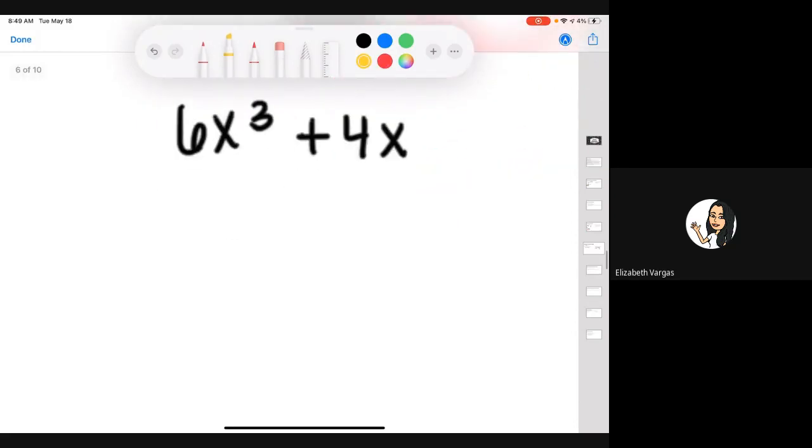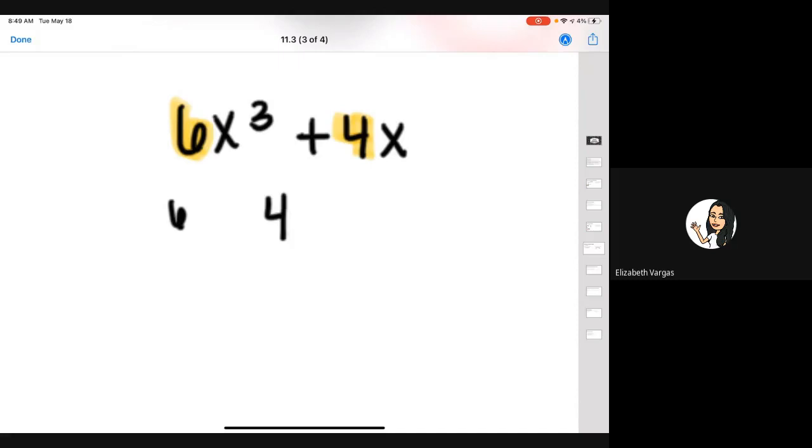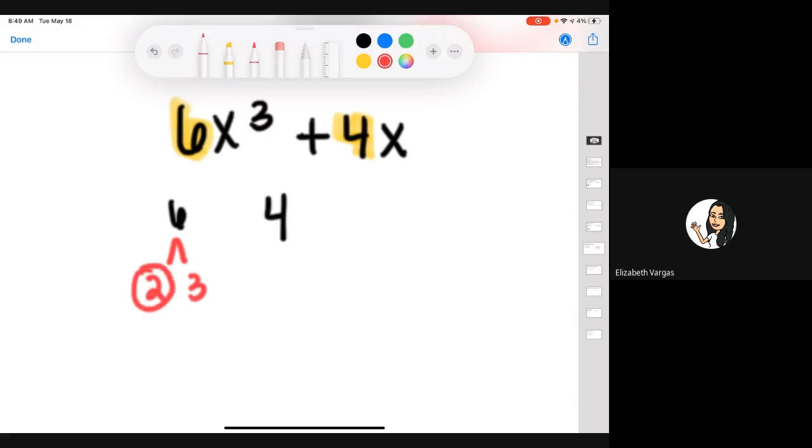On this side, we want to see if there's a greatest common factor from those whole numbers. We have a 6, we have a 4. Again, I want to take out those prime factors. So 2 times 3, 2 is a prime factor, 3 is also a prime factor. 2 times 2, 2 is a prime factor, 2 is also a prime factor. What do they have in common? They have in common 1, 2. And so the greatest common factor of that is just 2.